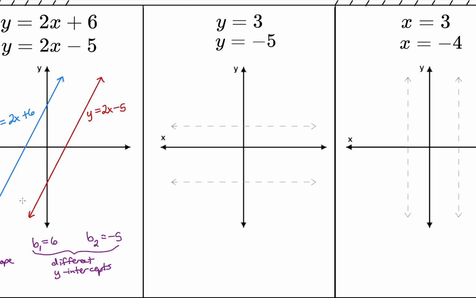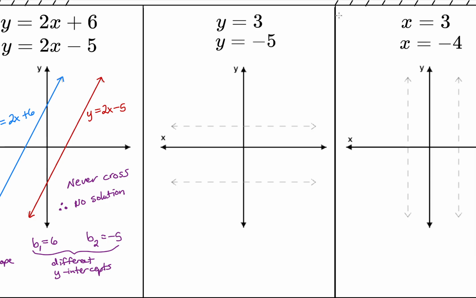Lines that are parallel never cross, so they do not have any solution points. Therefore, that's what the three triangle dot means. Therefore, no solution. When you're asked to solve it, you will not be able to solve it.